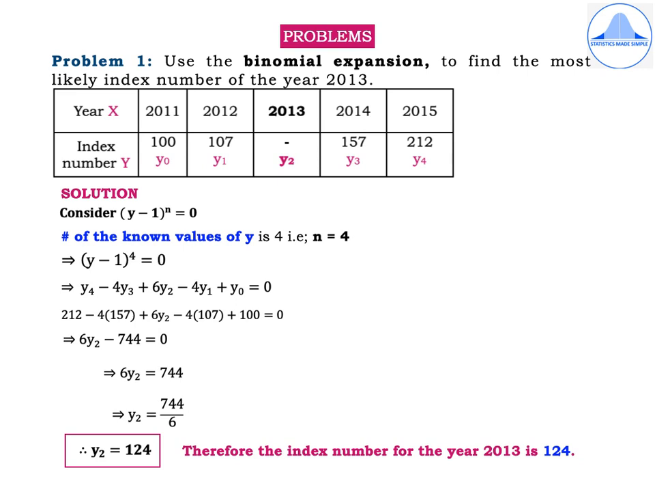The most important step is you have to write, consider (y minus 1) to the power n equal to 0. The next step is the number of known values of y is 4. So you see that 4 y values are given. That means n is equal to 4. Which implies (y minus 1) to the power 4 is equal to 0.